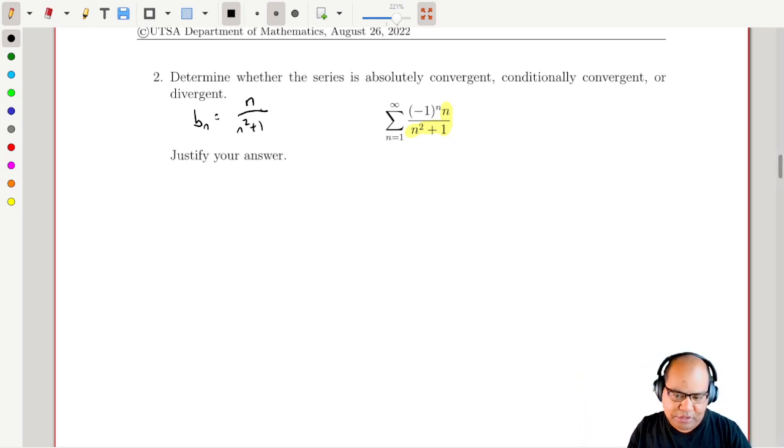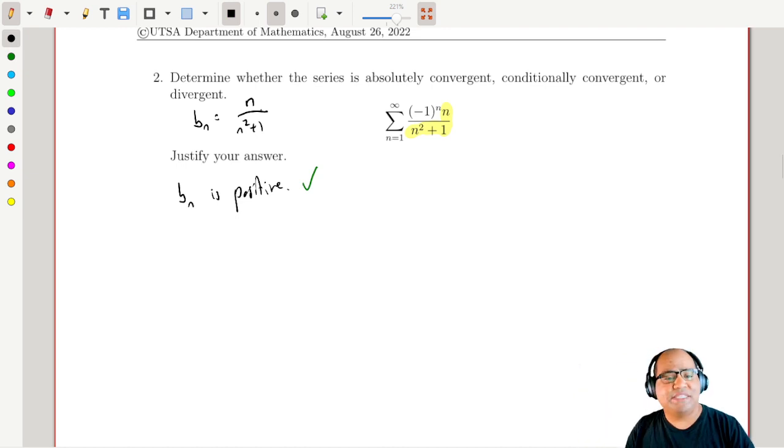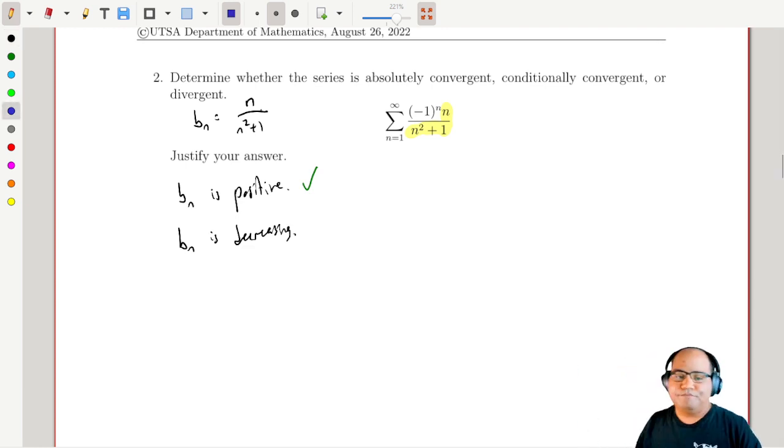Now we need to check, is this a positive sequence? Is it decreasing? And does it have limit 0? Okay, this is certainly positive because n is positive, n squared plus 1 is certainly positive, and positive divided by a positive is a positive. And I'm saying positive a lot because I want us to keep positive. Okay, so Bn is positive. Okay, we know that. That's a check. But now to check for decreasing, again, you can use various things, okay? Inequalities, you can take a derivative if you want to. All right, let's go ahead and look at this here. So Bn is decreasing.